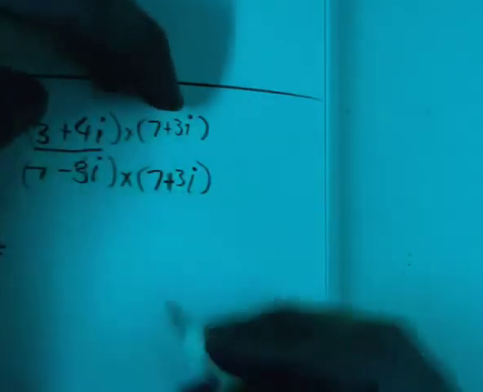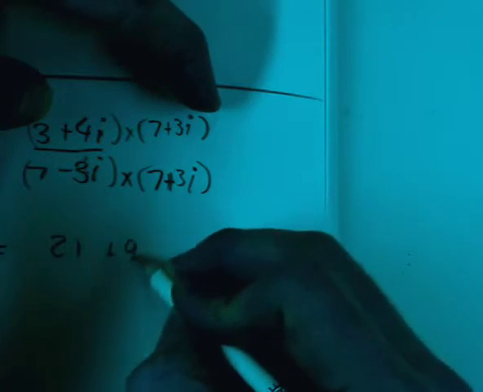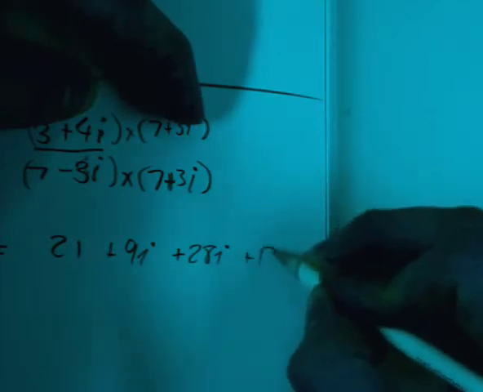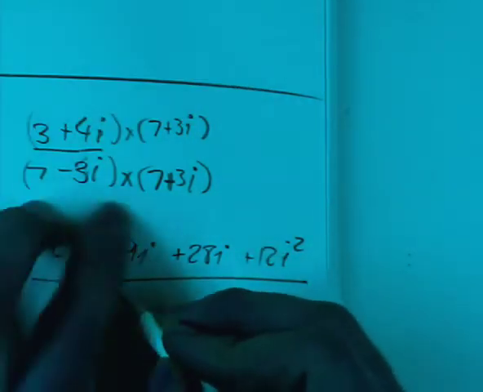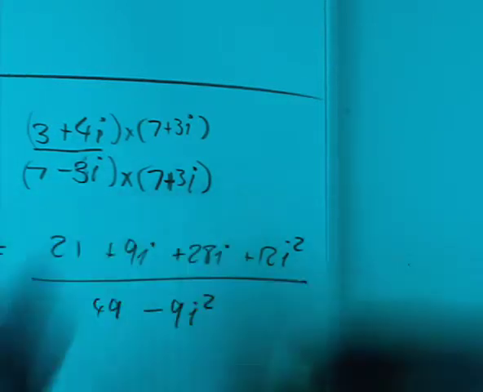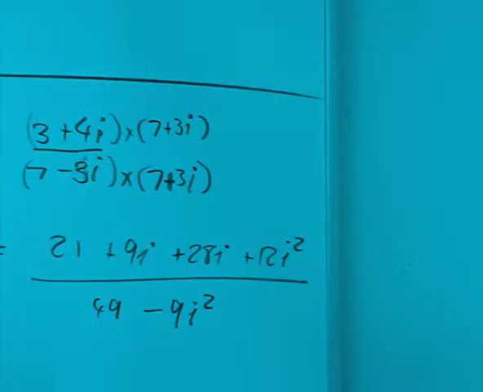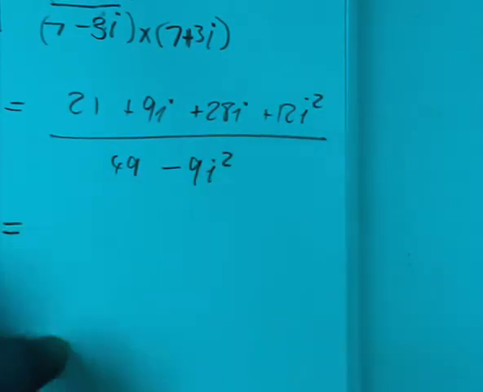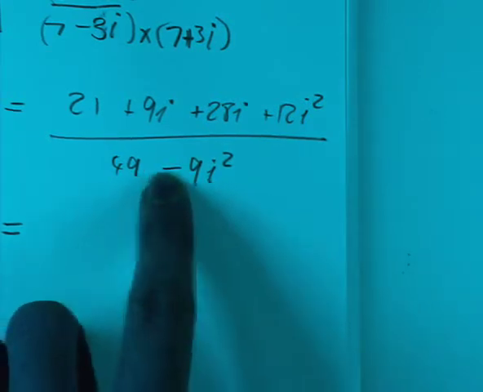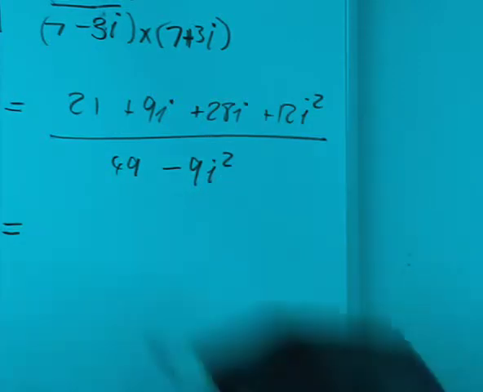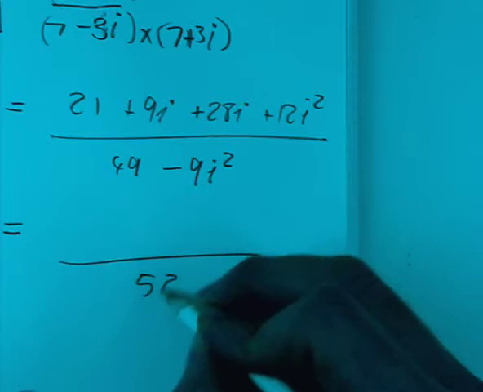So 21 plus 9i plus 28i plus 12i squared on the top, and 7 squared is 49 minus 9i squared on the bottom. Which is plus 9. Thank you. The point that Adele has so eloquently made is that i squared is minus 1, so minus 9 times i squared is minus 9 times minus 1, which is plus 9. So the bottom is now 49 plus 9, which is 58.